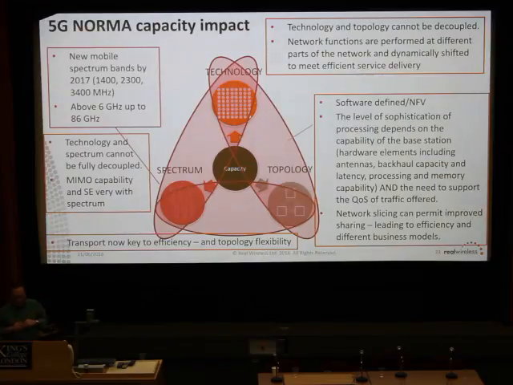If we take spectrum, we can't fully decouple technology in the spectrum either. We're going to have MIMO capability. We're also going to have to take into account much more sophisticated interference cancellation benefits, because if we're going to combine the processing at central nodes, we can actually take into account the interference reduction that should be feasible if we do joint processing.